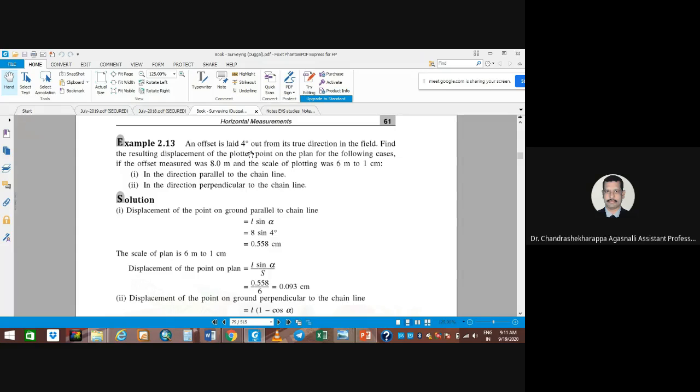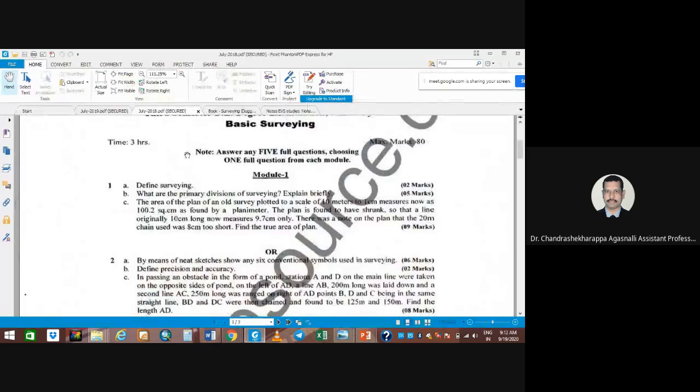This is another type of problem. Generally, the problems you get from the exam point of view are like this: the area of a plan of an old survey plotted to a scale. Now it is in square meters. So this is one type. The chain may be found to have shrunk, so that a line originally 10 centimeters long is now measured as 9.7 centimeters. So sinking and stretching are the main things here.